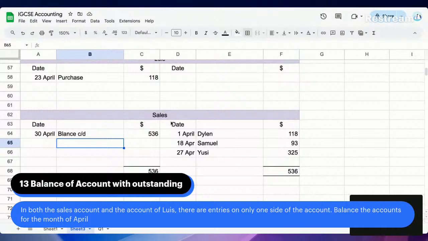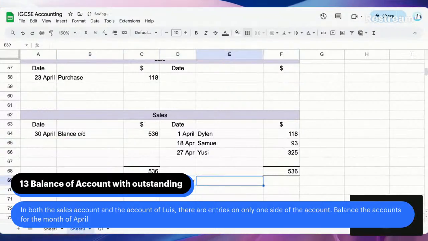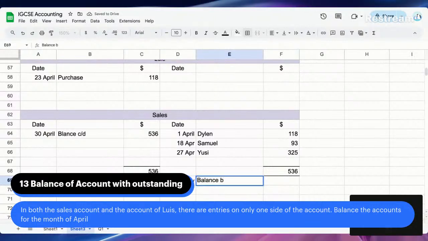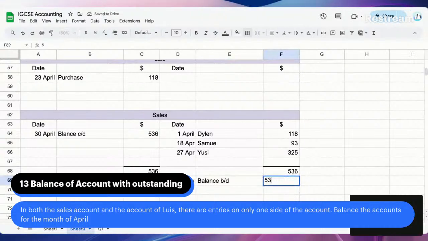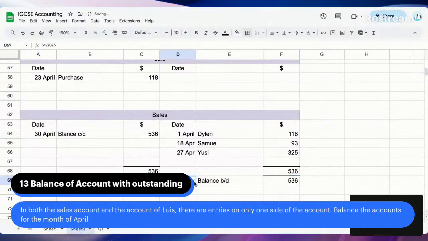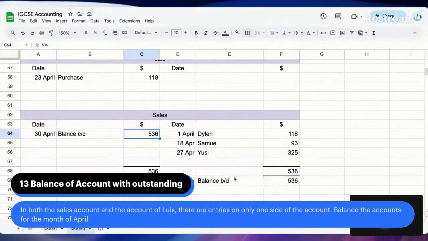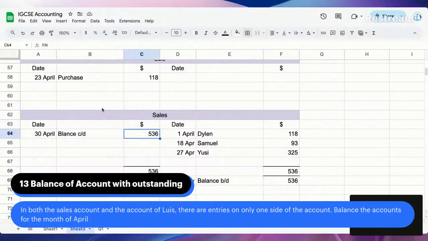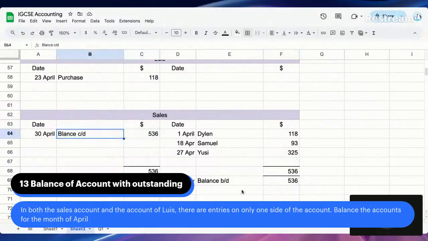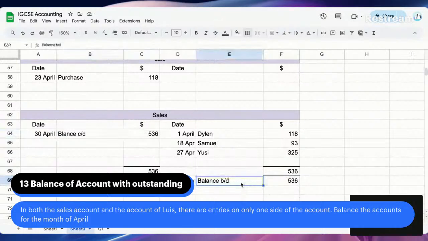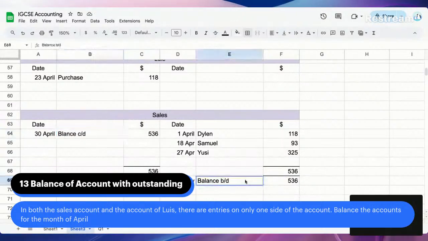And on 1st of May, balance brought down, so it is 536. So this one and this one are always the same. Okay, always the same. So this is how we call carry down and also brought down. So you just remember c/d and b/d.